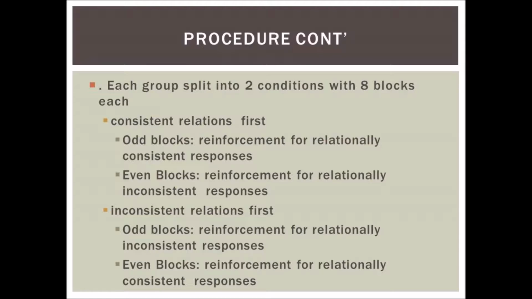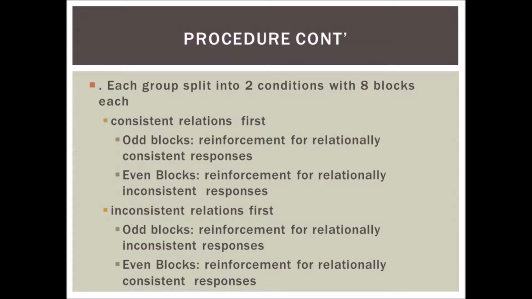Each group was split into 2 groups. One group was in a consistent relations first group, and the other group was in an inconsistent relations first group. Each group was presented with 8 blocks that consisted of 24 trials with 12 words presented twice. The 12 words were presented both as inconsistent terms and as consistent terms, to total 24 altogether.